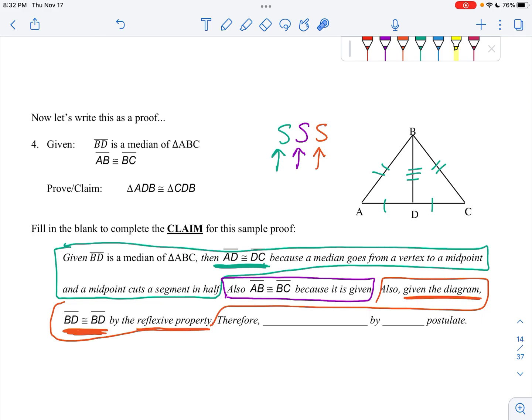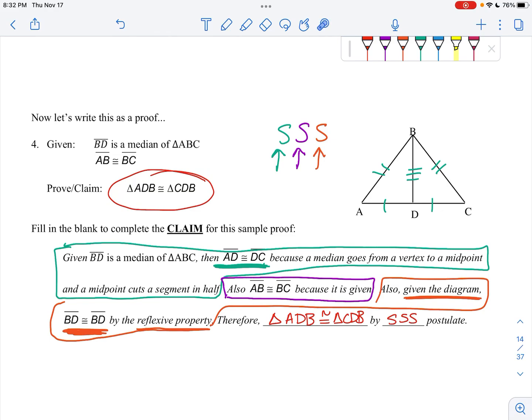And so then how does this proof end? This proof ends by saying "therefore," and we conclude the thing that we were trying to prove. We're trying to prove that triangle ADB is congruent to triangle CDB. And then we have to support that. Our conclusion is that they are congruent, and I need to state what postulate. So, by the side, side, side postulate.